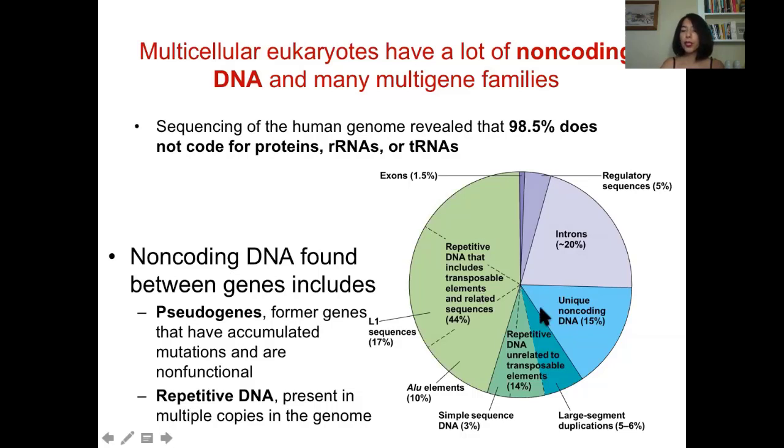And we have other types of information that is non-coding, around 15%, and other repetitive DNA that is not related to transposable elements, that covers 14%. Basically, we only have 1.5% in exons. And the exons are the ones that exit the nucleus in the form of messenger RNA, the mature form, and they are the only ones that are going to get translated into polypeptides. So it's a very small percentage. Most of the other percentage is transposable elements.